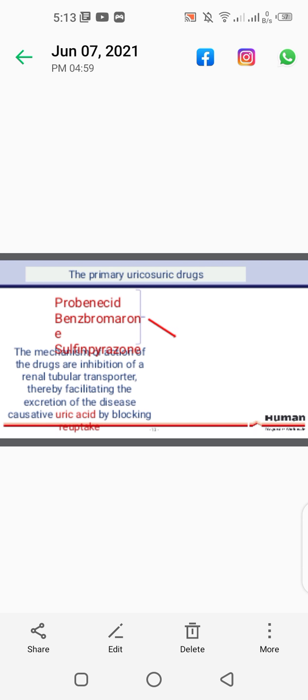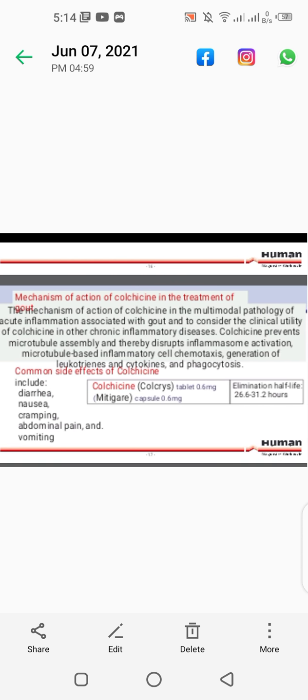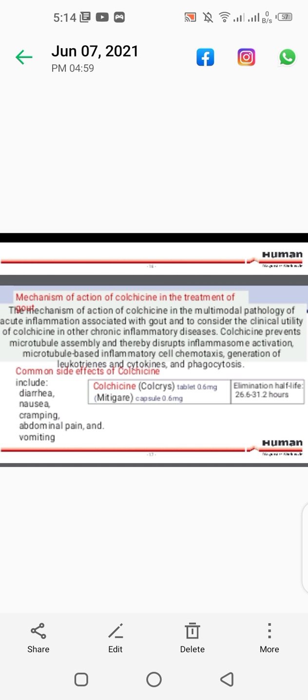The primary uricosuric drugs are probenecid, benzbromarone, or sulfinpyrazone. The mechanism of these drugs is inhibition of the renal tubular transporter, thereby facilitating the excretion of uric acid by blocking its reabsorption.